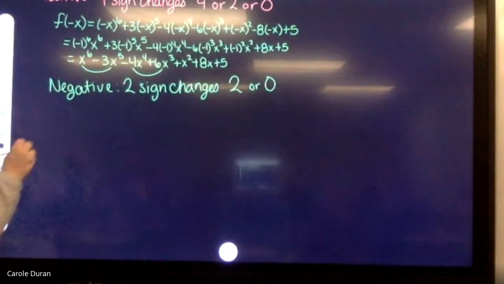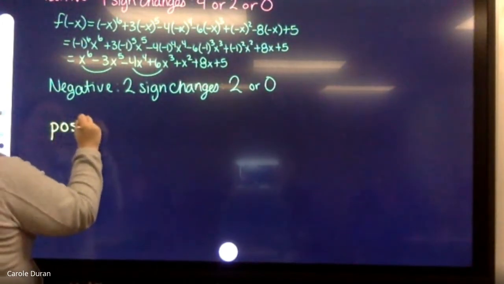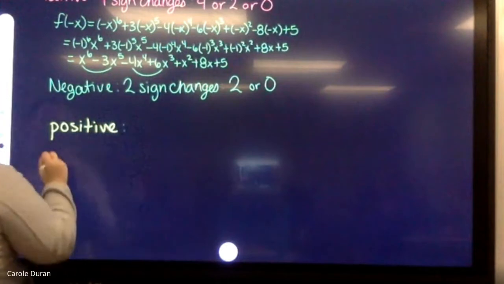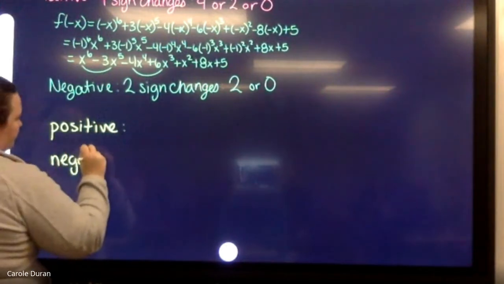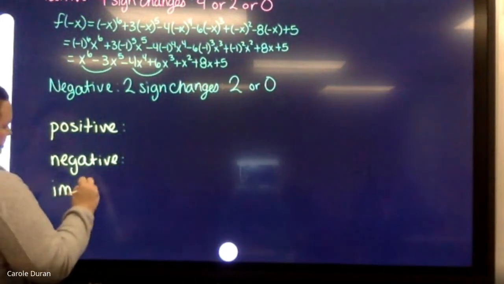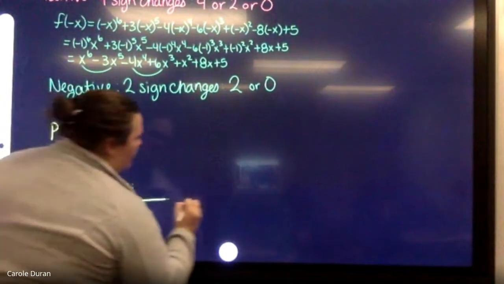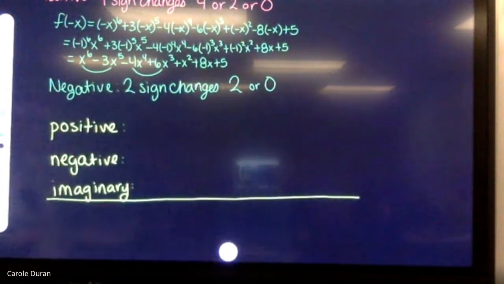This is still the same example. They don't always take this long. We're just doing it really, really slowly and breaking it down really far. So I always start with my positive. Then under that, I'll do my negative. I need to have a row for imaginary. And then I'm going to tally at the bottom. Okay, so just set your table up like this.